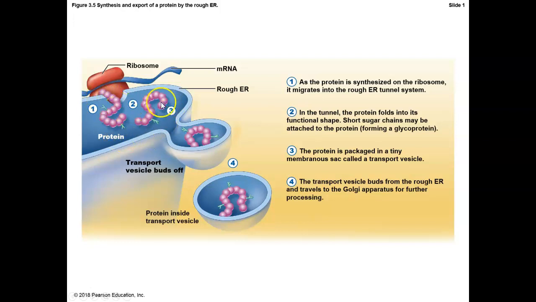That protein, once it's produced, is placed within a vesicle of the endoplasmic reticulum, and that vesicle is then going to move to the Golgi apparatus for further processing and for movement to wherever that protein needs to be.